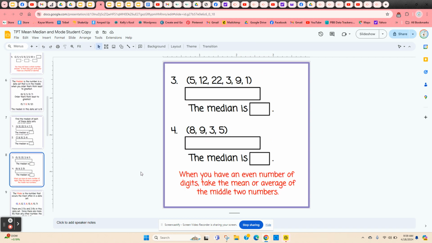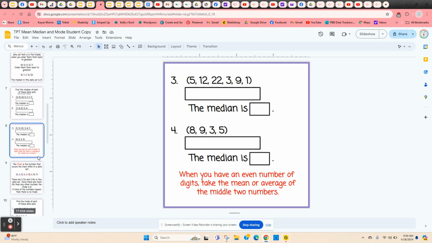Now, sometimes if we have an even number of digits, then there will be 2 numbers in the middle instead of 1. So to get the median, we have to take the average of those 2 numbers. So students are going to first put all the numbers in order from least to greatest. They're going to take their 2 middle numbers and take the average or the mean of those 2 numbers to get the median.